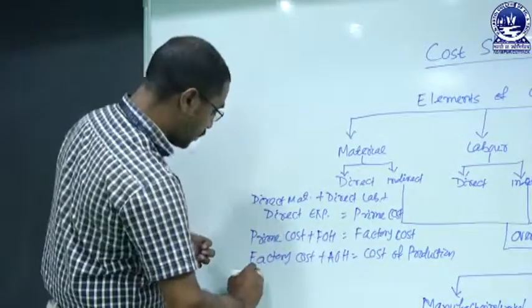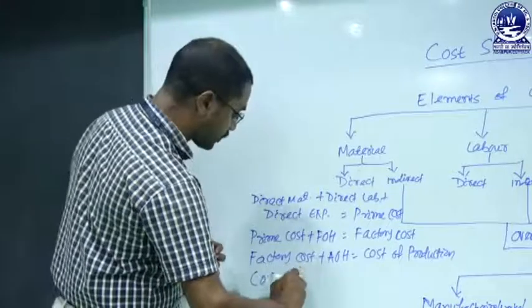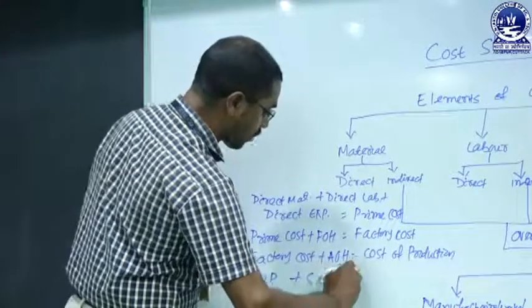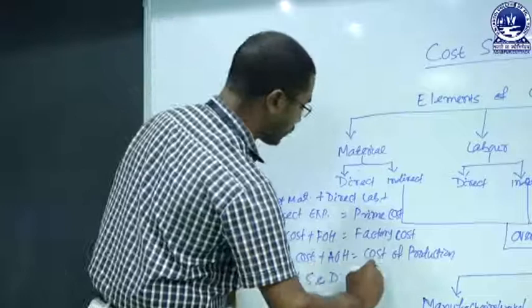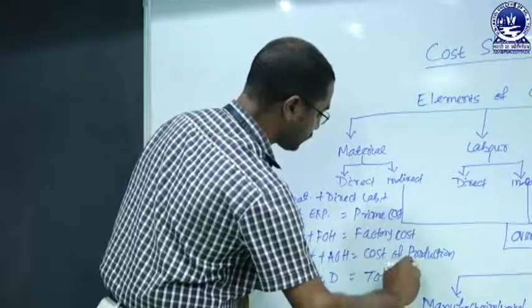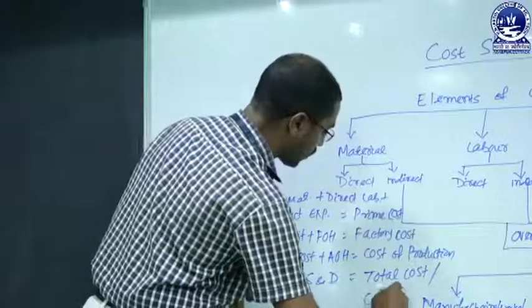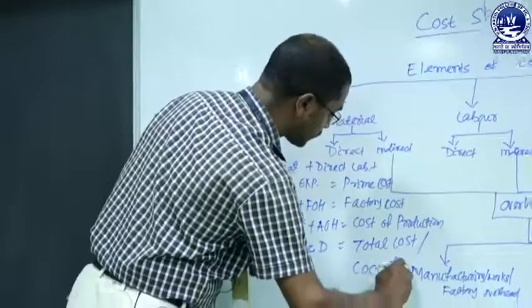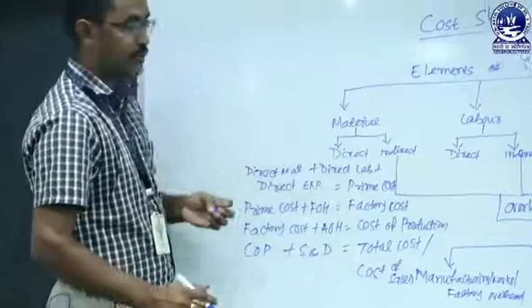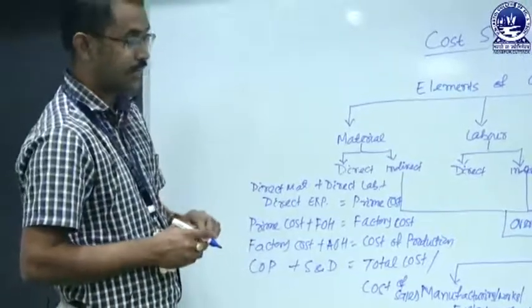Then if we add cost of production with selling and distribution overhead, that results in total cost, or it can also be called the cost of sales. Selling and distribution overhead is another type of indirect expenses.